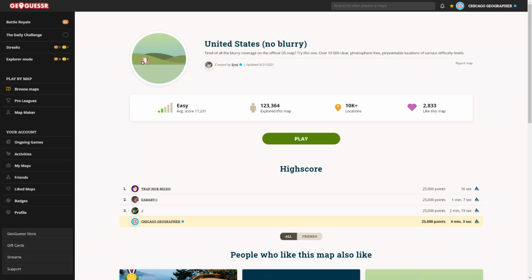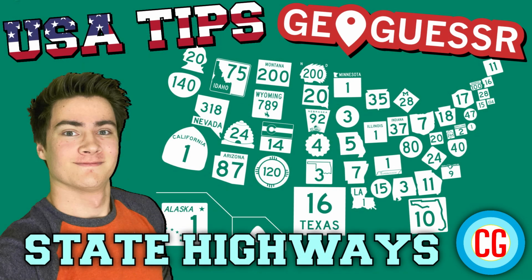Today we're going to take an in-depth look at each state and territory highway system. This will include going over what each state's highway shield looks like, numbering patterns, and more. I'll also go over some general tips and tricks to start. Let's not waste any more time and get into this.